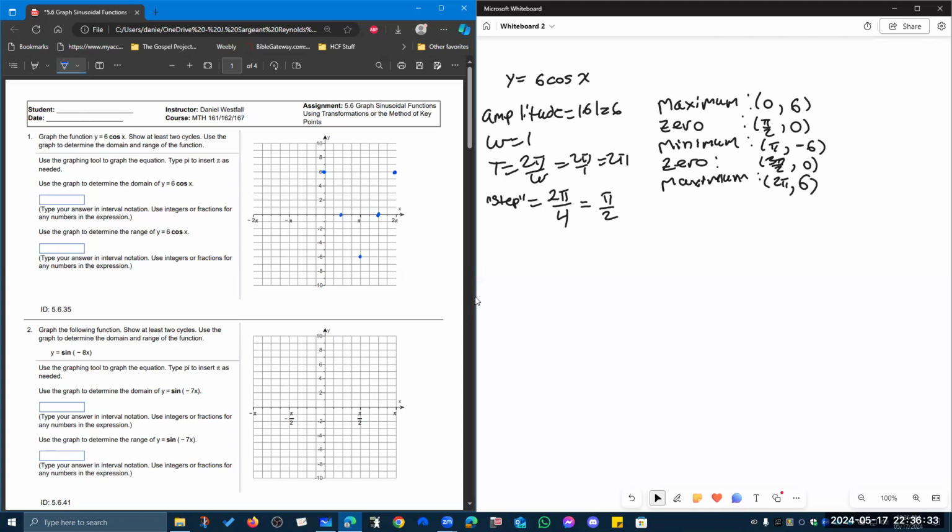I can go to the left, like I said, and from this maximum, have a 0, then a minimum, then a 0, then a maximum. So 0, minimum, 0, maximum. Let's see how I do at sketching this curve. The computer is much better at this part than I am, as is the calculator.